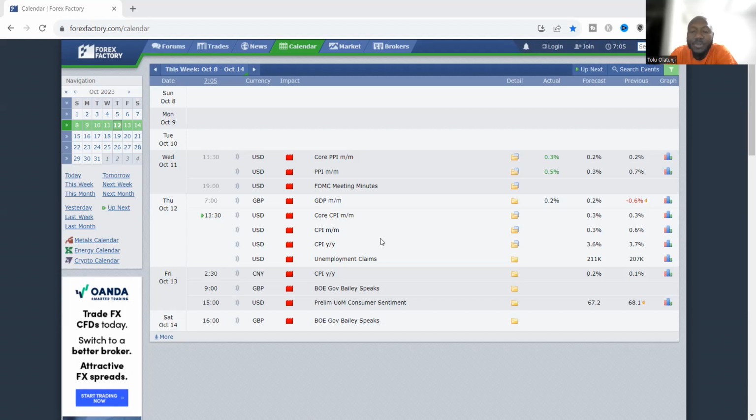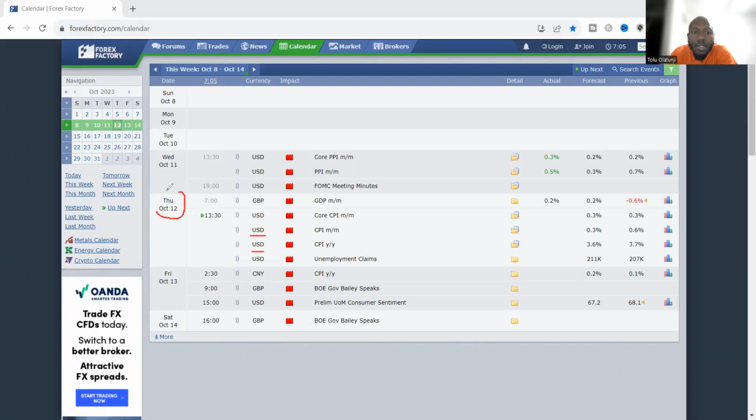Today, 12th of October, and we are looking at the CPI. As you can see right in front of us, we are looking at the CPI, the Consumer Price Index, and trust me, it is bound to be explosive for the dollar.